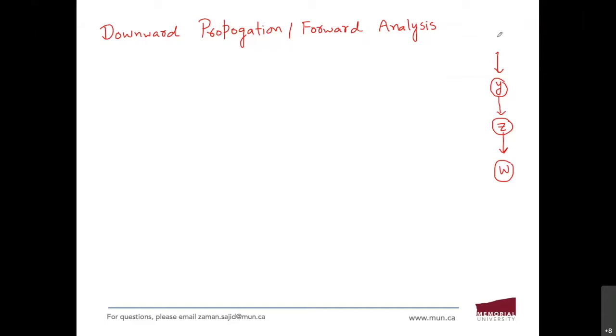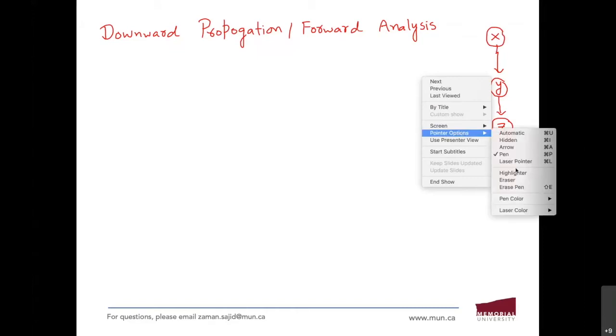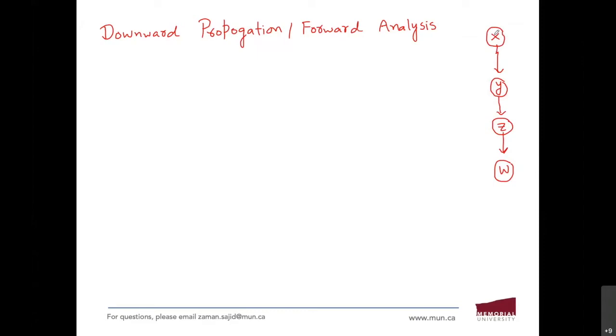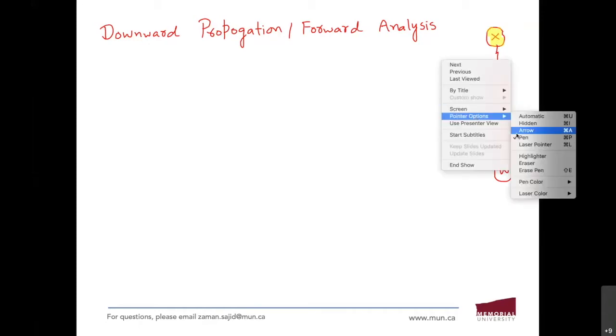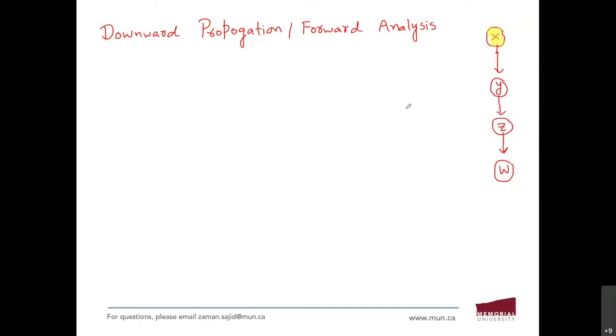So for example, this is my X here. We just highlight the variable that we are instantiating. This is X at this time. We used the marginal probabilities last time, and today we will look at some conditional probabilities within the network.